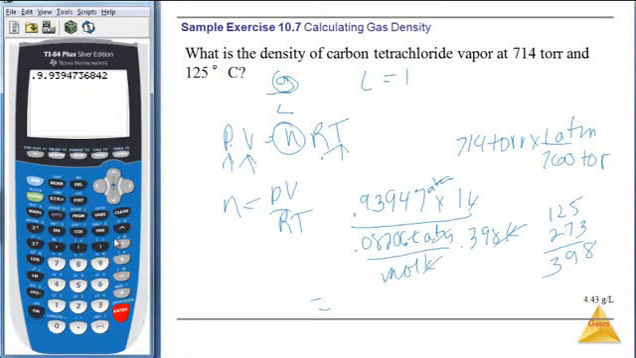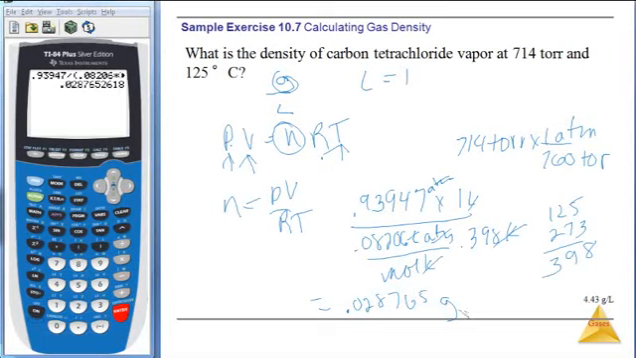All right, I'm going to clear that and I'm going to enter 0.93947 divided by, in parentheses, 0.08206 times 398, close my parentheses, and I get 0.0286765 moles of carbon tetrachloride.